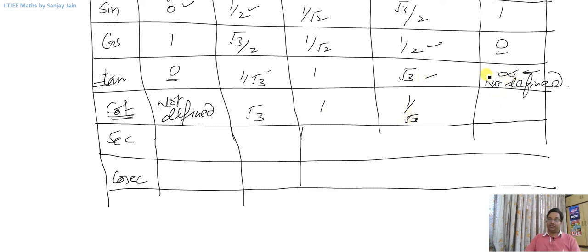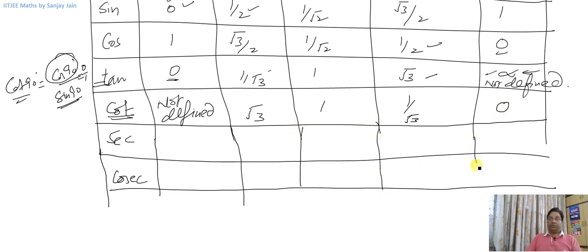And at cot 90, if you notice, cot 90 is what? It is equal to cos 90 by sin 90. Now sin 90 is 1 and cos 90 is 0. So it will be 0 by 1, which is very well defined and is equal to 0. Okay. Similarly, you can write values of secant. If you notice, tan and cot also are just flipped values, right? In a similar manner, you can write values of secant by taking the reciprocals of cos values. So it will be 1, 2 by root 3, root 2, 2, and this is not defined.